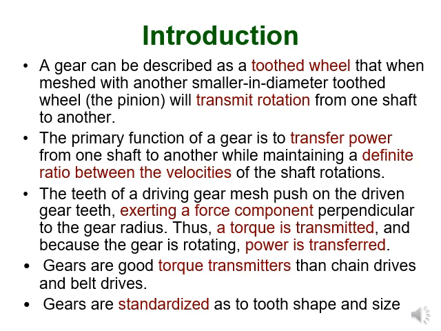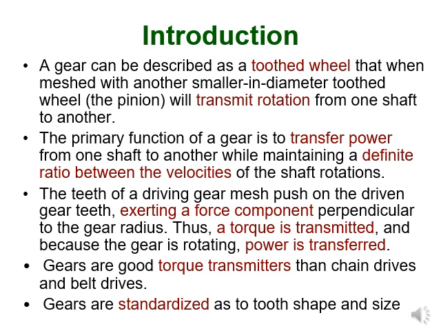So the primary function of a gear is to transfer power from one shaft to another while maintaining a definite ratio between the velocities of the shaft rotation. So you might want to calculate the speed ratio after you get the gear ratio. The teeth of a driving gear mesh and push on the driven gear, exerting a force component perpendicular to the gear radius. Thus, a torque is transmitted, and because the gear is rotating, power is transferred. So gears are better torque transmitters than chain drives and belt drives.